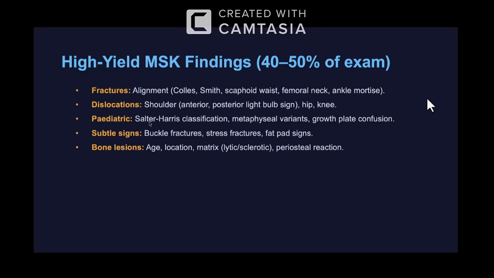In pediatric cases, Salter Harris type classifications are very important. Metaphyseal variants, and look for all the growth plate fractures. Subtle signs, especially buckle fractures, stress fractures, and look at the fat pad signs for joint effusions. Particularly, fat pad signs will be very crucial if you are reading elbow X-rays. Bone lesions, look at the age, location, matrix, is it lytic or sclerotic, and also periosteal reactions.